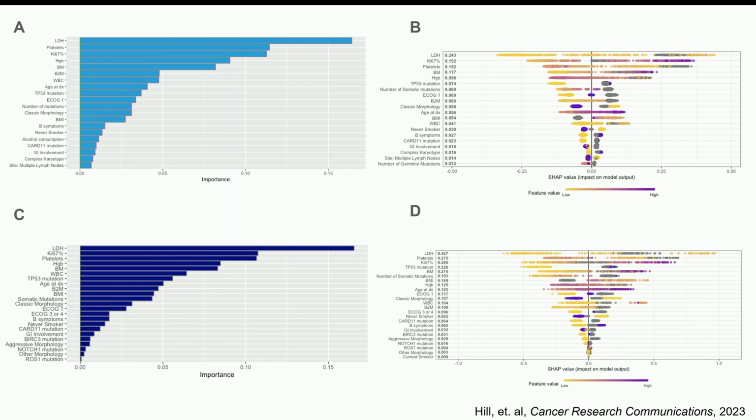A and B are the Shapley values and the variable importance plot from our all features model. And then C and D are from our parsimonious model. There are many overlapping features from the two models, but it was very informative to us, and especially our clinical collaborators, to see that a lot of these important features were reflected in prior published research.